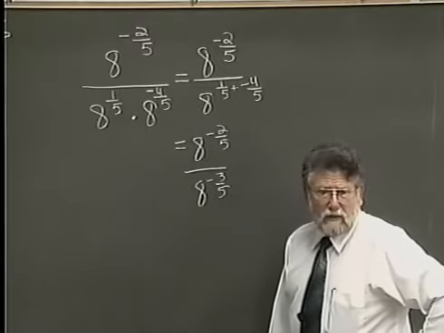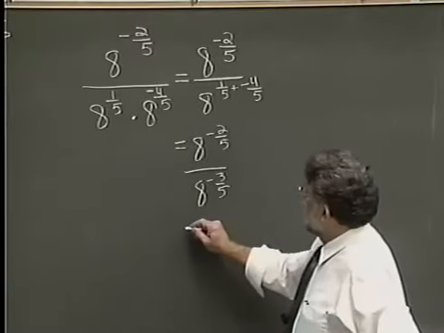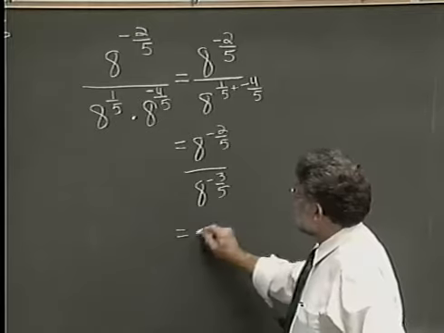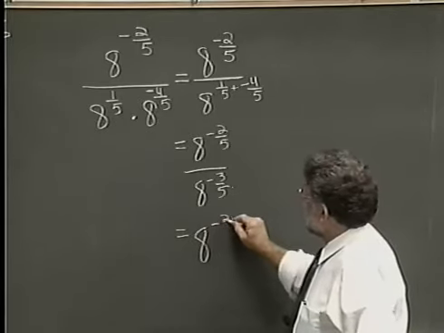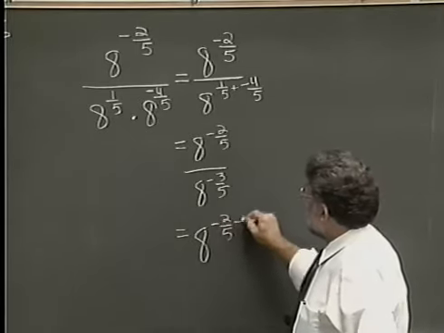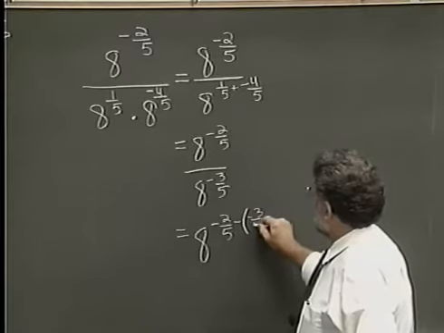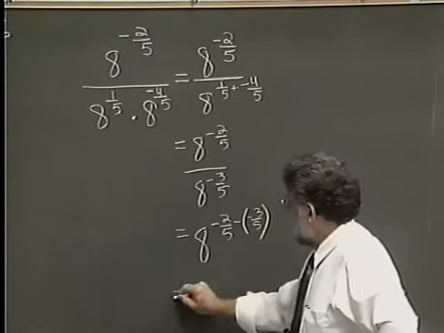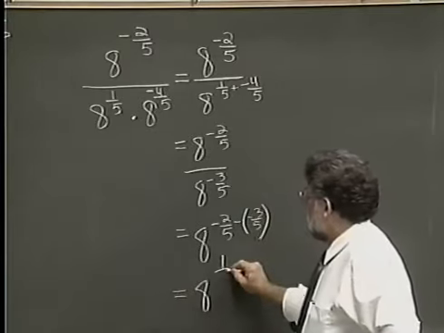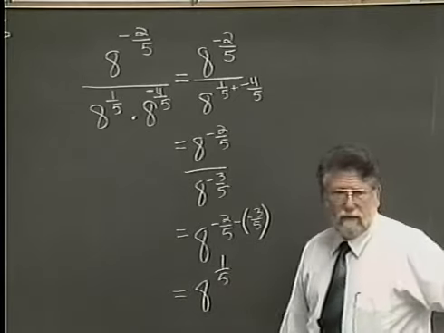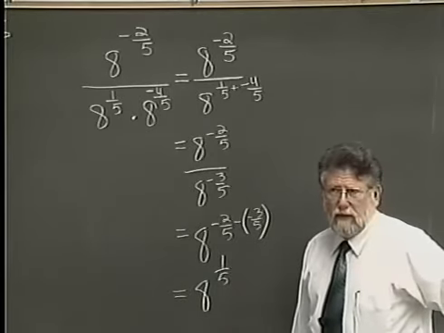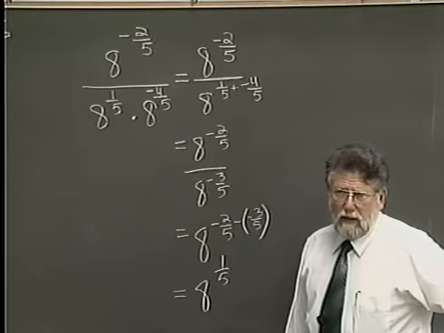Now you could just subtract exponents at that point, because this is a division. So I have 8 to the minus 2/5 minus a negative 3/5. So that is 8 to the 1/5. Okay, that was my hope.